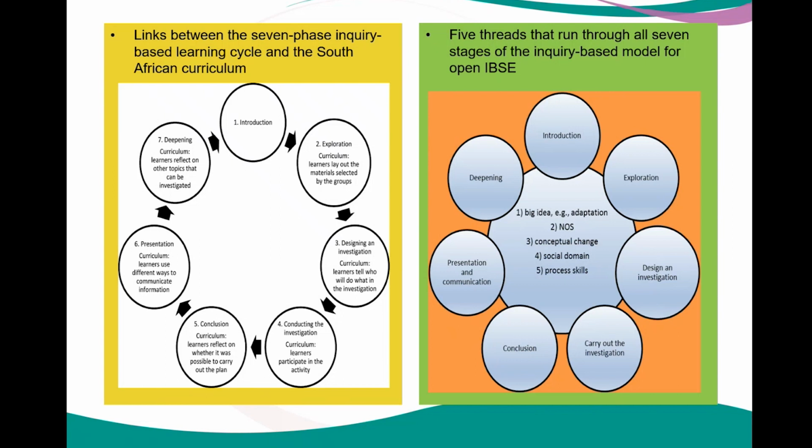The nature of science, conceptual change, social domain, and process skills. So when you are doing theme planning, you look at how the big idea of, for example, adaptation, and how the 4 domains of scientific understanding, namely conceptual change, the social domain, the process skills, and the nature of science, can be woven through the theme. You should think of these 5 aspects as threads that run through all activities, especially the teacher questions. So theme planning is a very personal experience, and no theme plan is ever completely wrong or right.